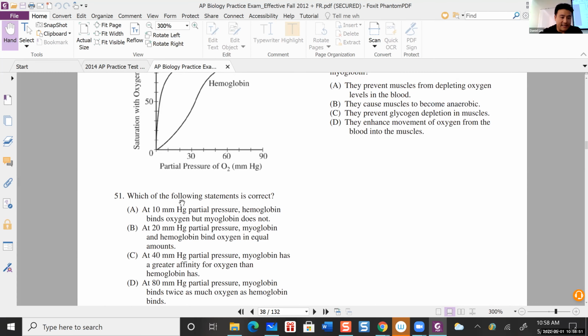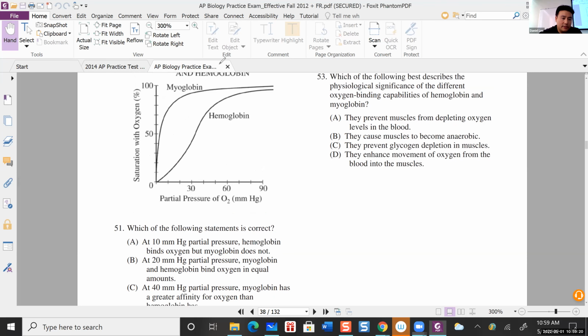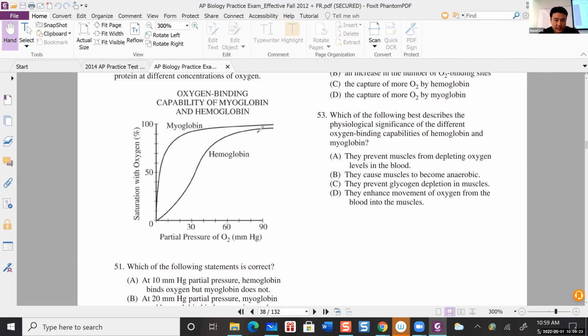If you look at the first one, at 10, hemoglobin binds oxygen, myoglobin does not. That is not true, right? At 10, this is right here, they both bind to oxygen, right? So A is garbage. At 20, myoglobin, hemoglobin equal amount? That's not true either. At 20, myoglobin binds a lot more. So you just toss it out, eliminate. At 40, myoglobin has greater affinity for oxygen than hemoglobin. At 80, myoglobin has twice as much? So 80 is not twice as much. They start to come together. So the answer is C, okay? At 40 it is higher, okay?